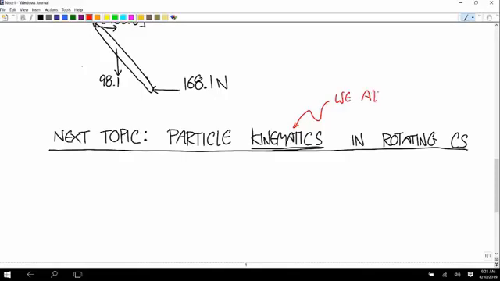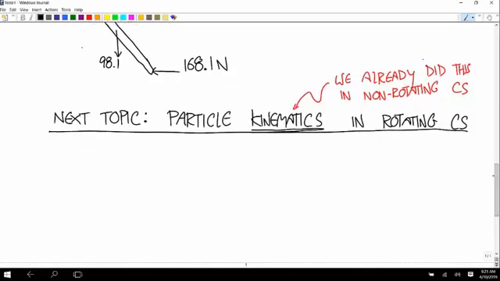So we already covered this, already did this in a non-rotating coordinate system. But there are a lot of times where it's helpful or necessary to use a rotating coordinate system, and it complicates things a lot. So I want to first just sort of explain mathematically a little bit and intuitively where the problems come from, where the difficulties come from with this.